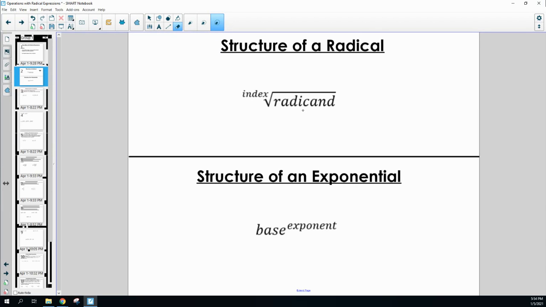Underneath the radical is your radicand. So that is the expression or the value underneath the radical. When you have an exponential, you have a base that's raised to an exponent.